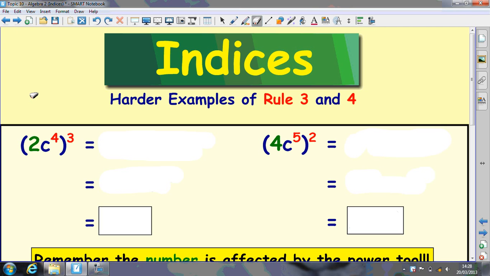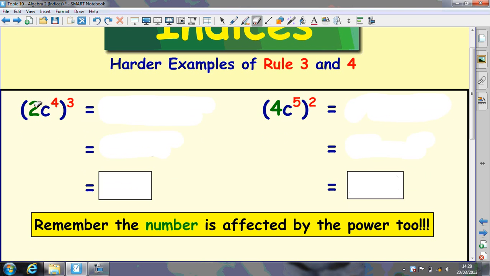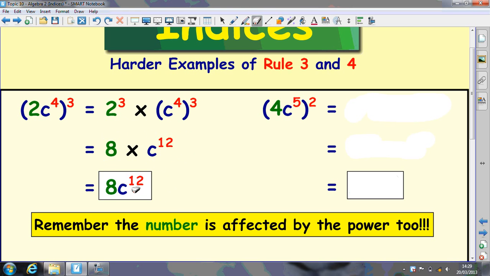Okay, let's look at some harder examples of both of these rules. So in the first example here, we've got 2c to the power 4 in brackets all cubed. One of the mistakes people make is they don't think the 2 is being cubed. It is. The 2 is being cubed and the c to the power 4 is being cubed as well. So we can rewrite that as 2 cubed times c to the 4 cubed. Now 2 cubed means 2 times 2 times 2, which is 8. And you multiply the 4 and the 3 to get 12. If you just put it together, 8c to the power 12.